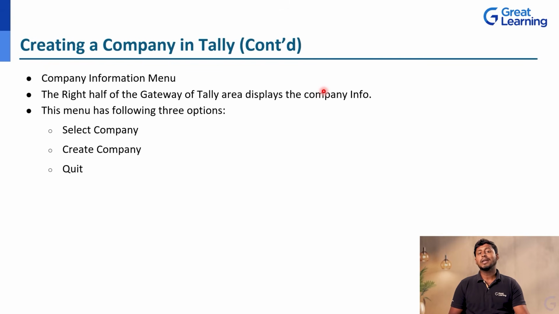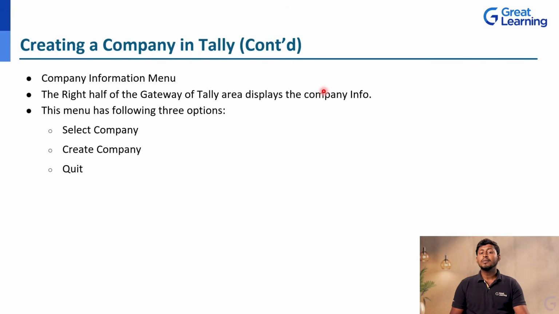After that, in that enabled feature or in that company tab, the right side of the Gateway of Tally area displays the company information. The display, that is your system display, will be divided into two parts, the left side and the right side.